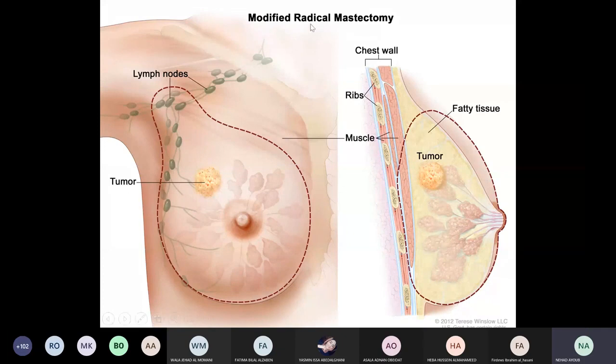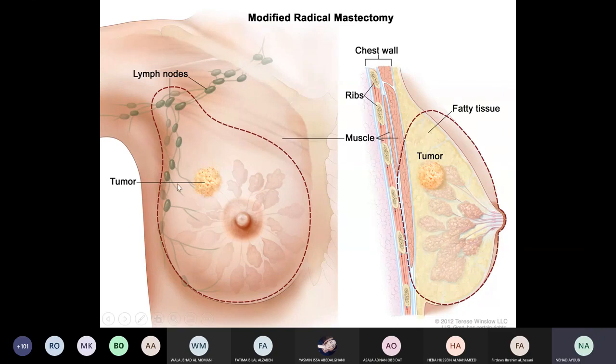هلا الموديفايد راديكال ماستكتومي، اوكي، السيرجن هون شو بيعمل؟ he or she removes the whole breast tissue, okay, plus some of the skeletal muscle below, plus the axillary lymph node. عشان هيك احنا نقول له radical extreme، okay. فهون احنا قاعدين basically removing almost everything، okay.